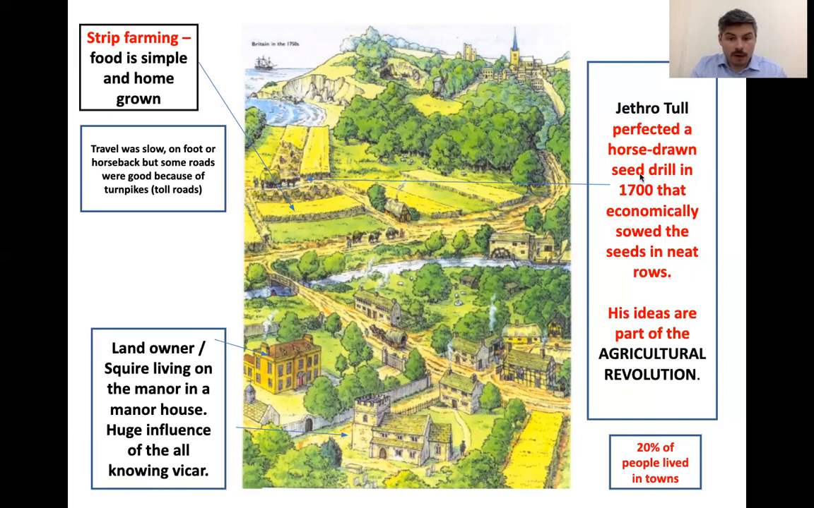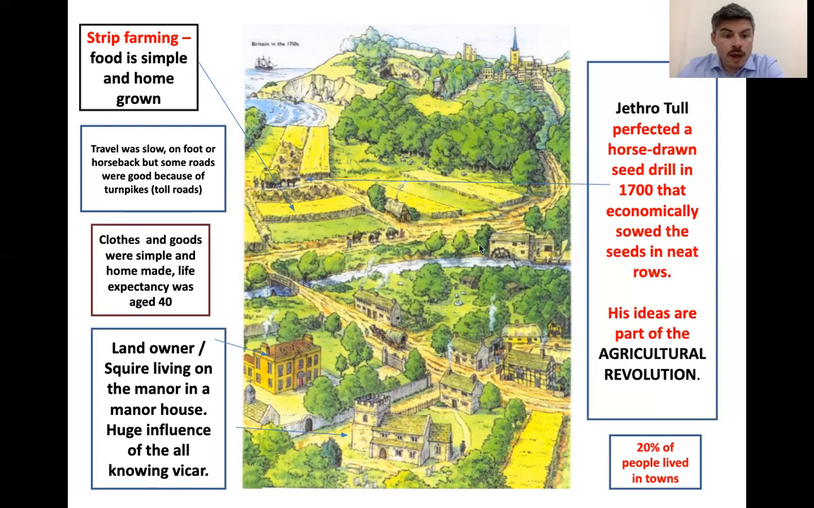And finally, clothes. Clothes and goods were simple and homemade, okay? So we didn't have factories at this time. Clothes and things that you would use in your house, such as tables, chairs, cutlery, plates, it was handmade, and life expectancy was around 40. So people would live until they were about 40 in this period, okay? So 1750. If you didn't get these down, please take a chance to copy them now.